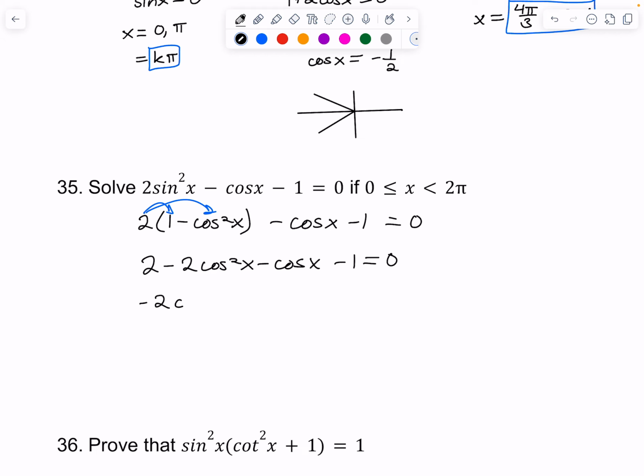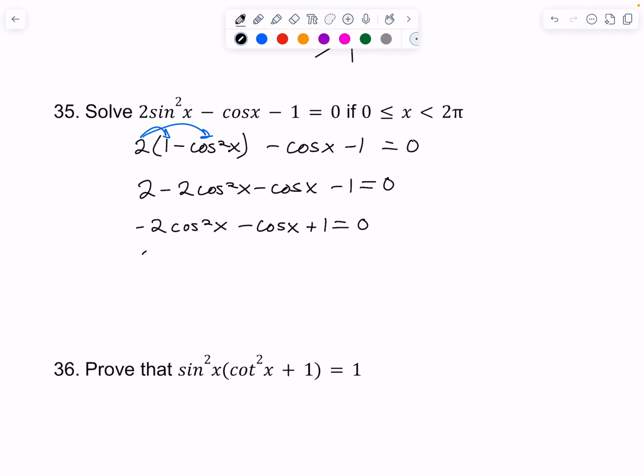Then I combine my like terms. I get -2 cosine squared x minus cosine x plus 1. You don't have to do this, but I'm going to divide everything by -1 because it's nicer. And I get 2 cosine squared x plus cosine x minus 1 equals 0.